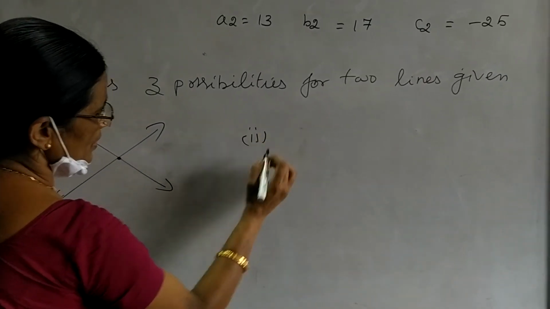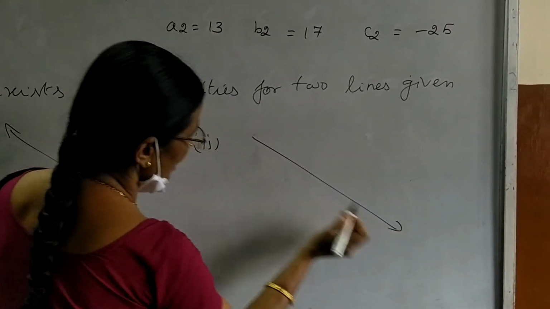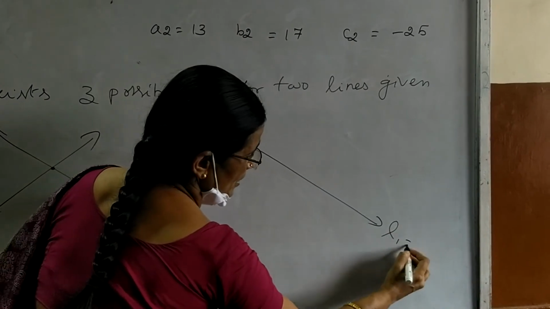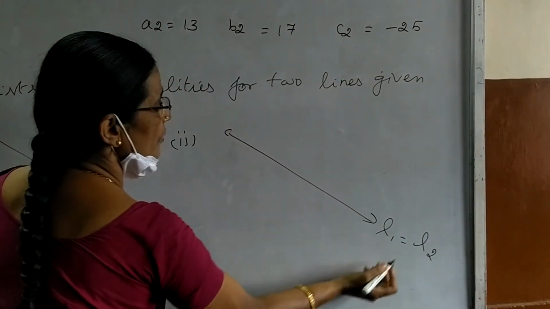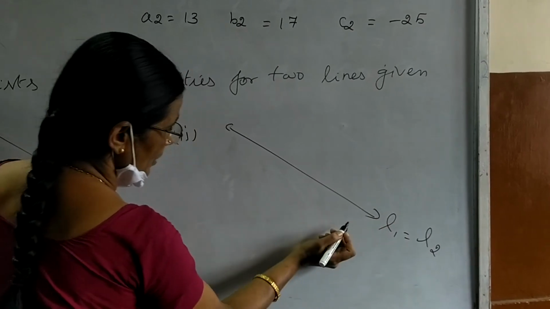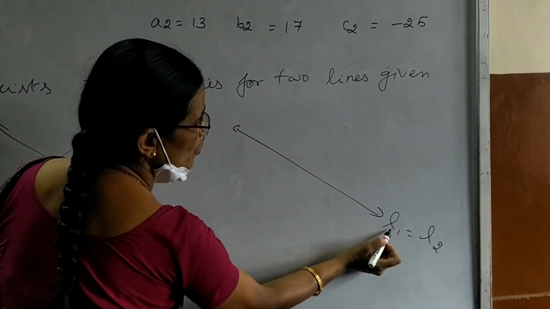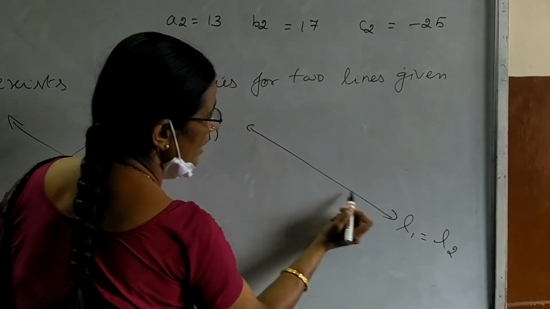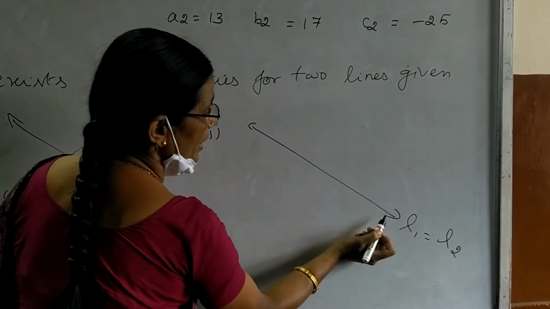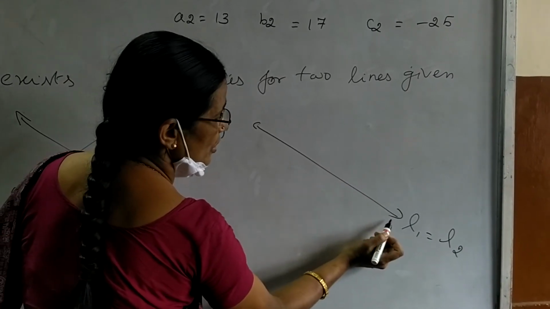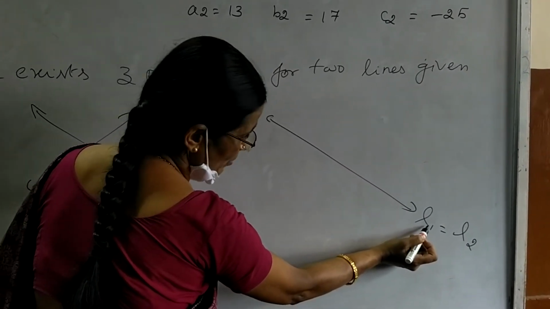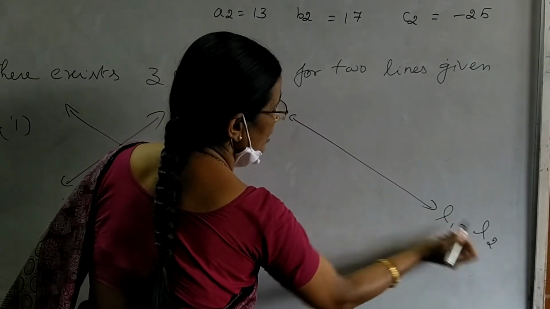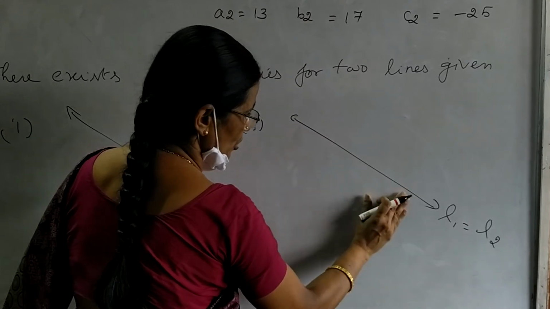The second case is when we draw the graph of each line, the graphs will coincide. Suppose the equations are L1 and L2, we will get L1 is equal to L2. So here each and every point of L1 becomes each and every point of L2 because they coincide. So how many solutions exist? There exist infinite solutions. We know a line has infinite points, and each and every point of L1 and L2 are equal. Here we will get infinite solutions.